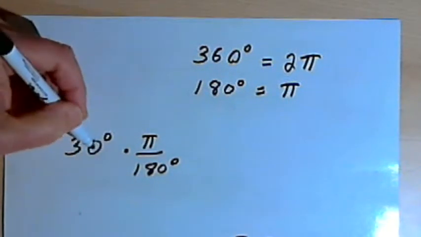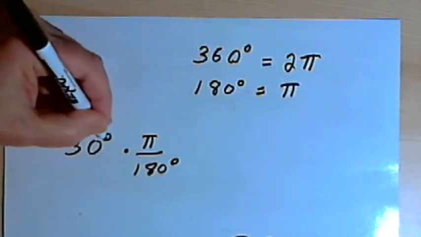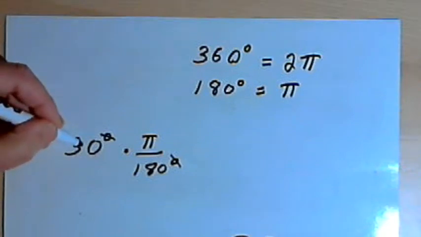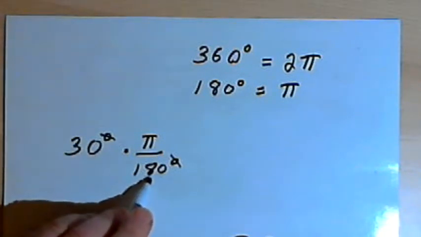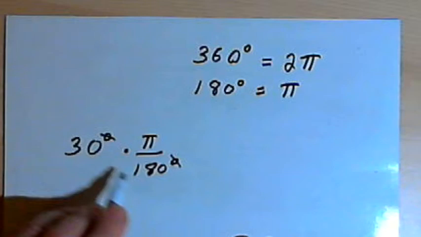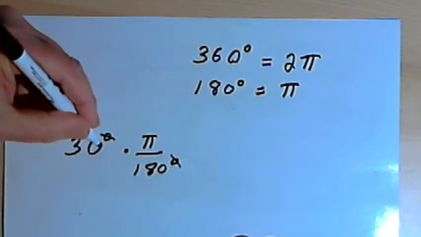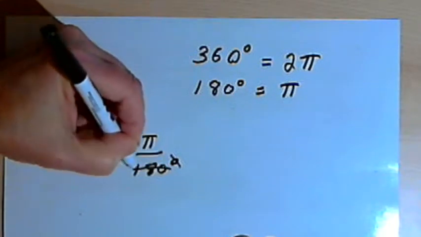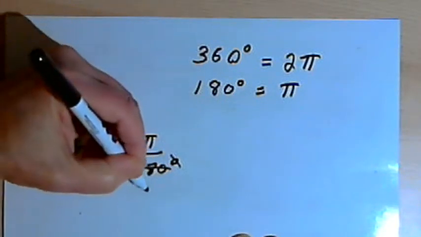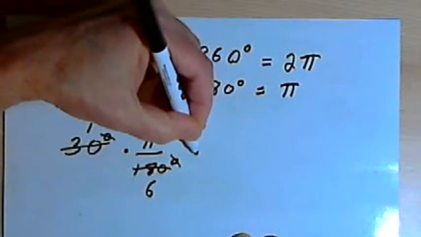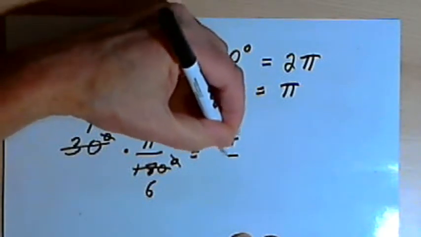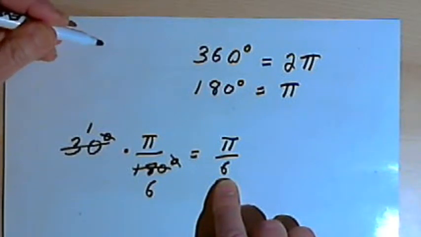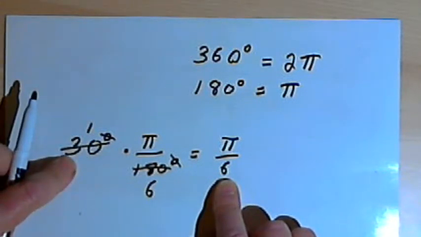Now what happens when I multiply is the degree signs cancel out. I've got a 30 in the numerator and 180 down here in the denominator. I can simplify this. I can divide both numbers by 30. So I get a 1, and 180 divided by 30 is 6. So I get pi over 6 as the radian measure that's equivalent to 30 degrees.